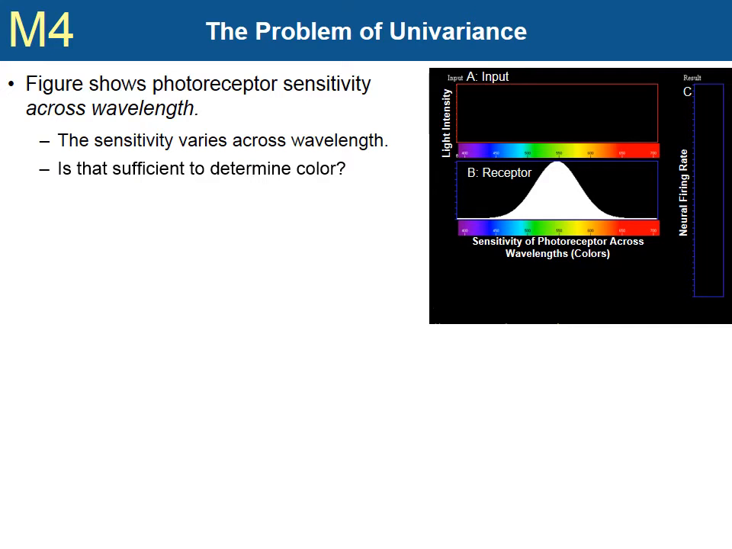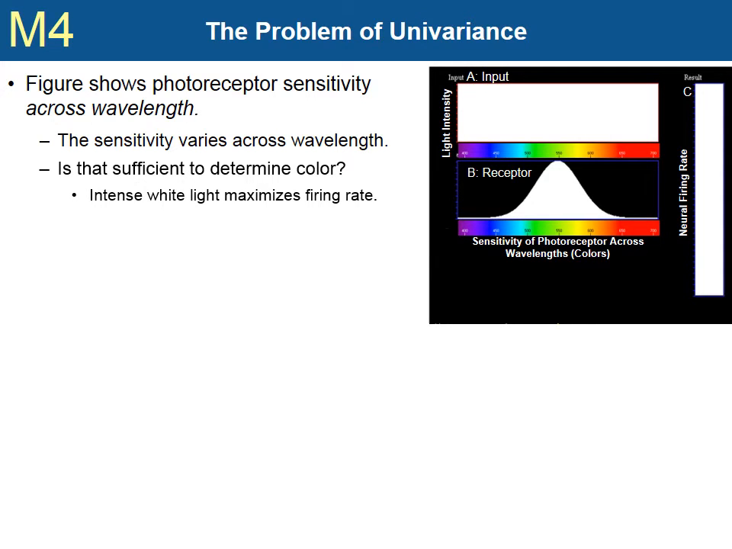Our first question is, since this photoreceptor responds more to 545 nanometers than it does to other wavelengths, is that enough for us to tell us about color? That is, from its rate of firing, could we figure out which wavelength is being presented? Let's find out.